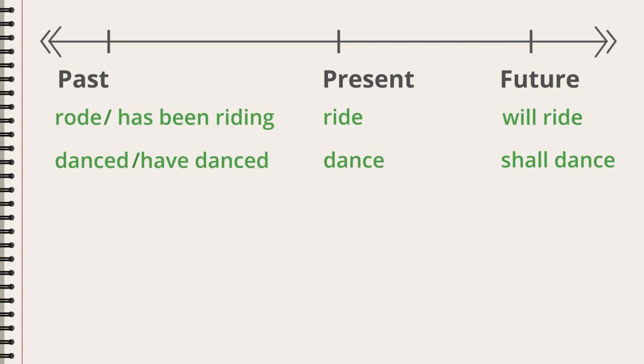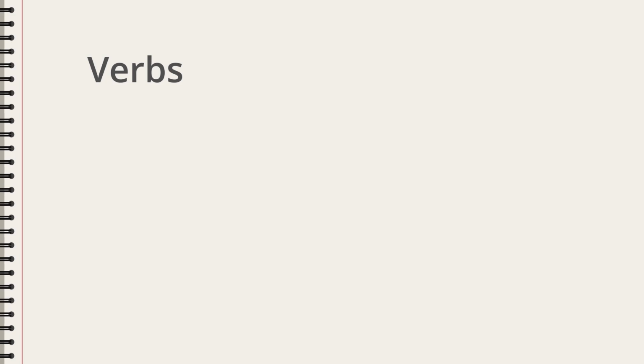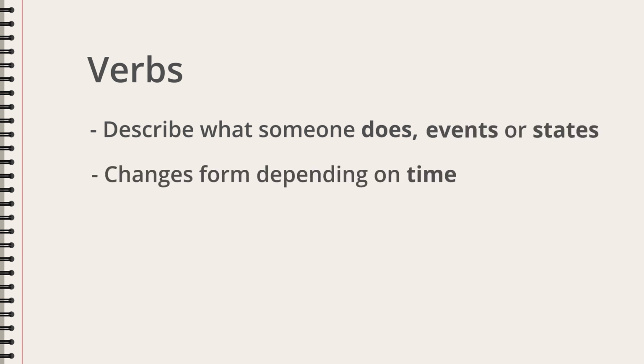Nouns, for example, like chair or blueberry, keep the same form, regardless of whether the chair was only there yesterday or the blueberries aren't showing up until late July. Verbs. They are words expressing what someone is doing or something happening, and they are words that change their form depending on when it is happening.